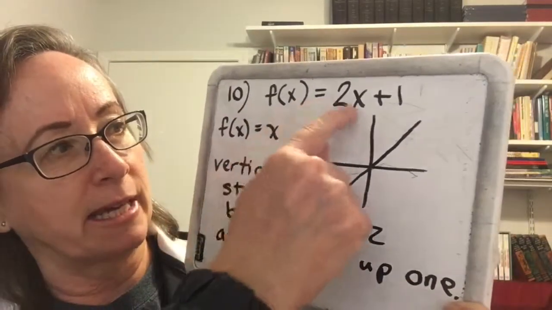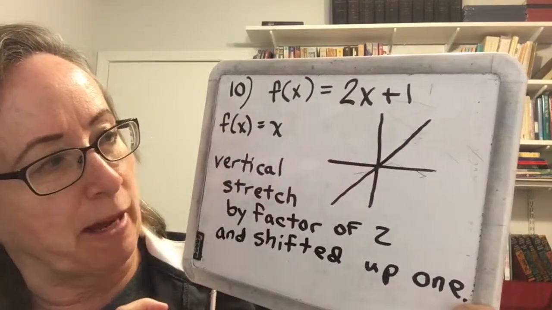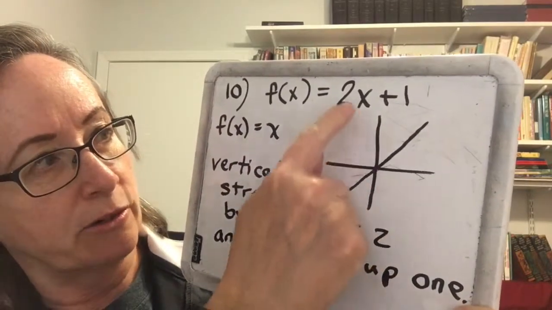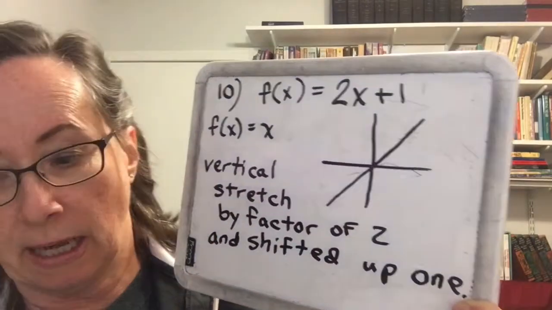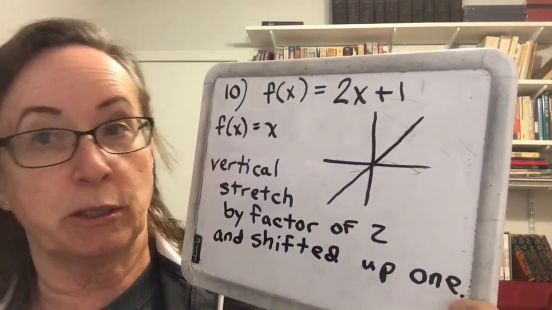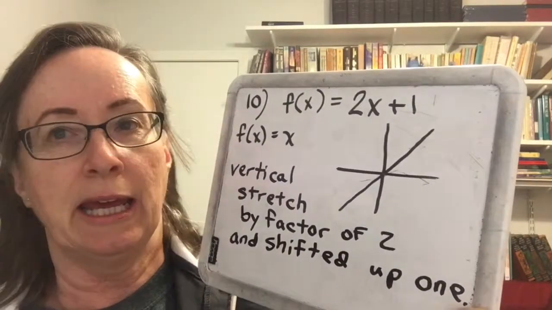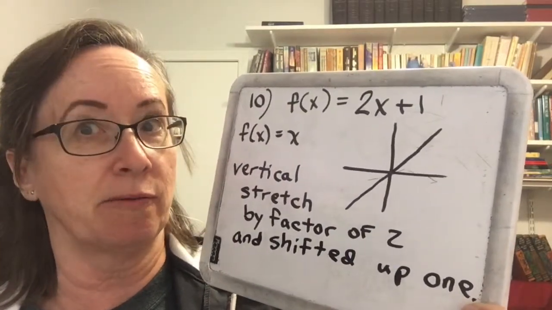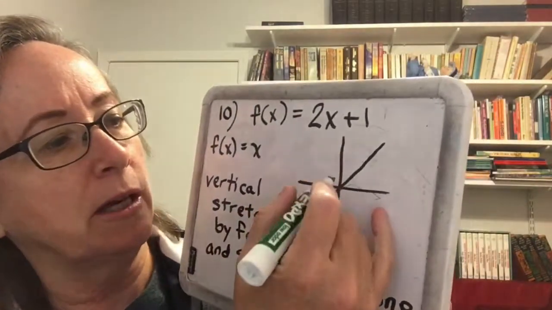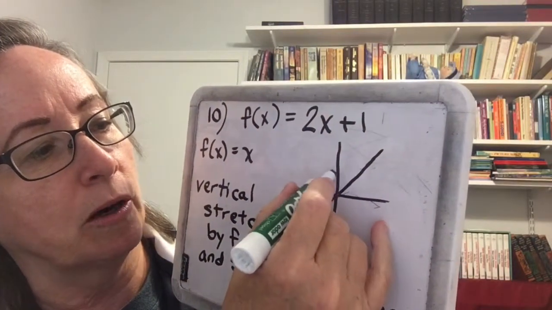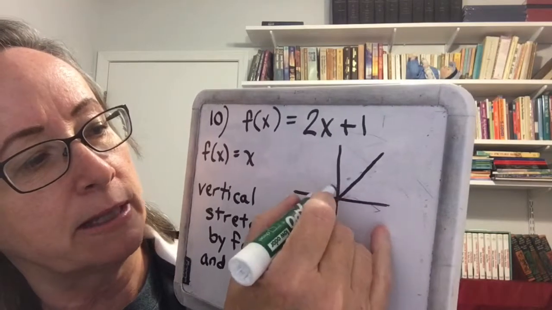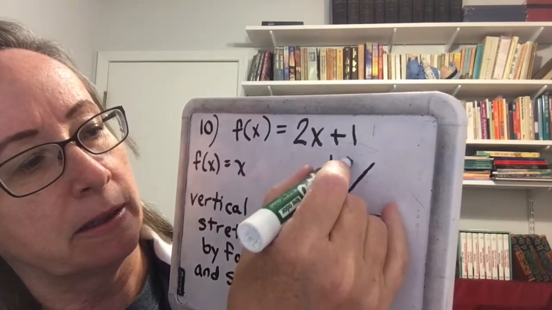So to get from here to here, we're going to do a vertical stretch by a factor of 2. There's our stretch right there. And then we're going to shift it up 1. So if I were going to do the new function, it would not have a slope of 1. It would have a slope of 2. So it would be going up 2 over 1. So it's going to be sharper.